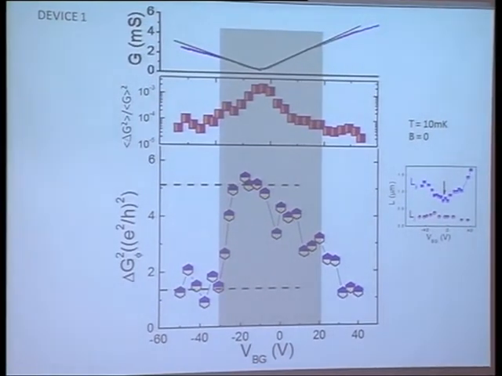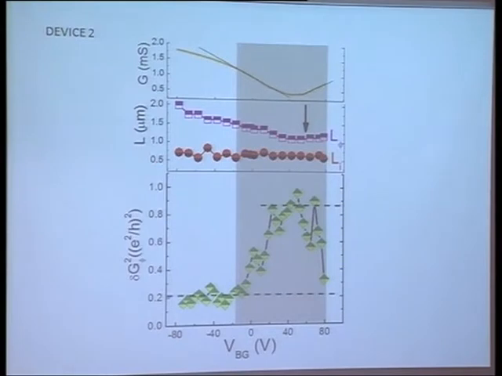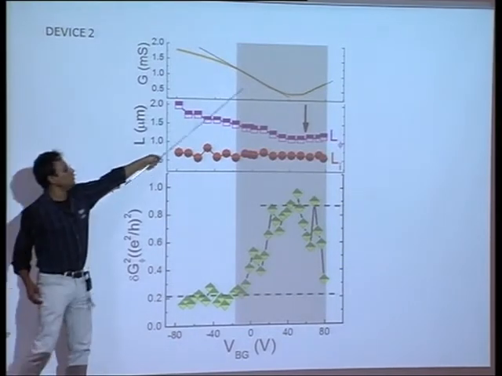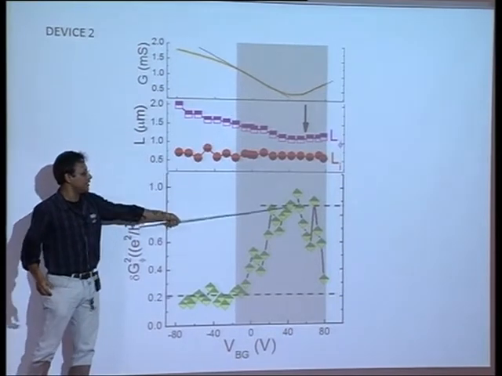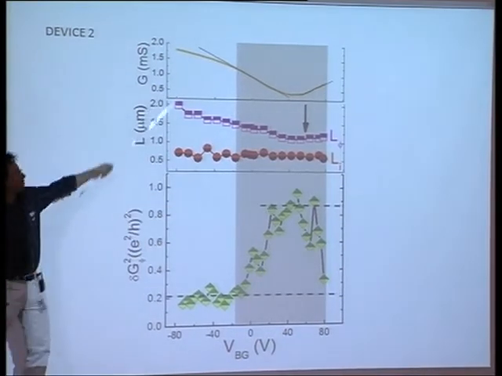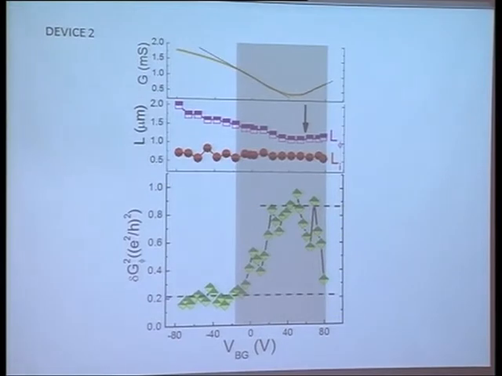This is one, and this is another device, which is a very device-independent effect, in which you can see that at low density, where the valley degeneracy is there, noise is large. At high density, noise is low. Not just low, but exactly factor of 4 low.